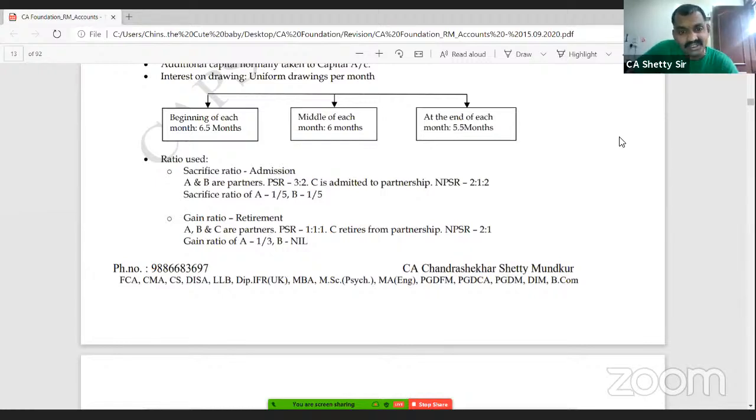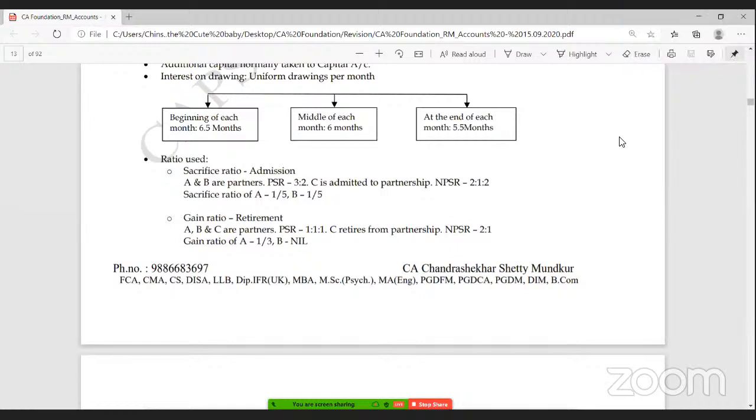Sometimes there can be gain ratio also. Next, point number 2. Till now, whatever was discussed is sacrifice ratio. Point number 2, gain ratio, which is normally used. Normally, that means there's some exception. Normally used in case of retirement or death.